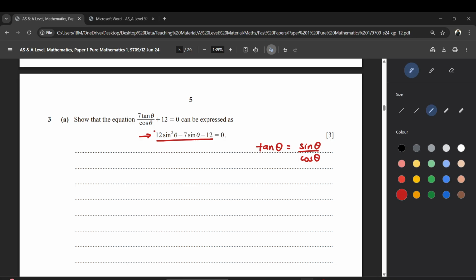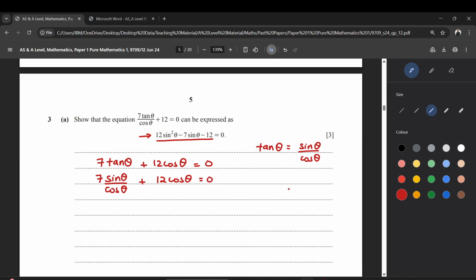Before we even do this, because this becomes a bit complicated, let me first get rid of this cos theta. So we will multiply both sides by cos theta, so we would be left with 7 tan theta. This cos theta also multiplies with this 12, so we have 12 cos theta equals 0. Now we can write it in this form: 7 tan theta is sine theta over cos theta, plus 12 cos theta equals 0.